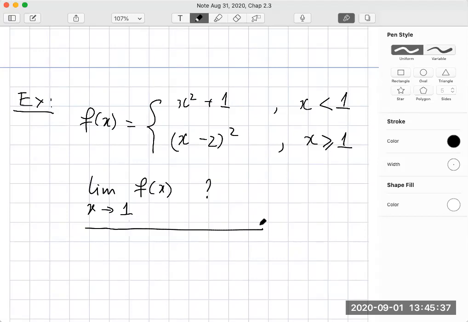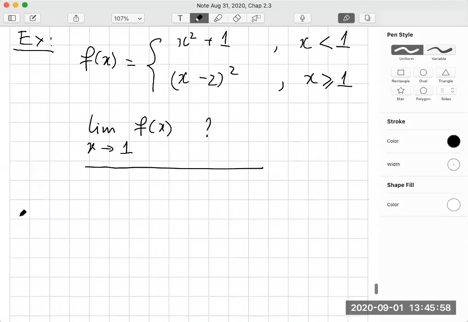Again, we need to find the limit of this function at 1. So we need to find the left-hand limit and the right-hand limit. If they are equal to each other, then the limit does exist. Otherwise, the limit does not exist. So again, our job is to compute the left-hand limit of this function when x approaches 1 from the left.